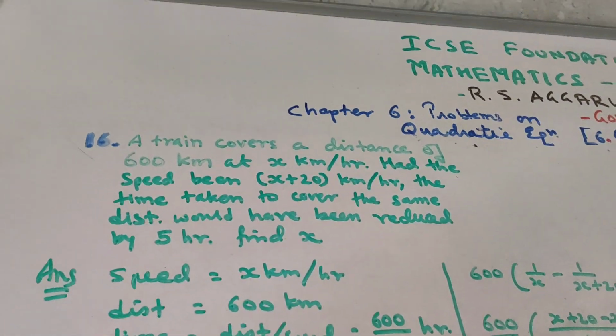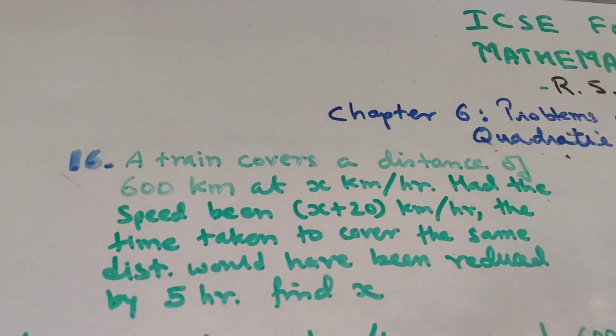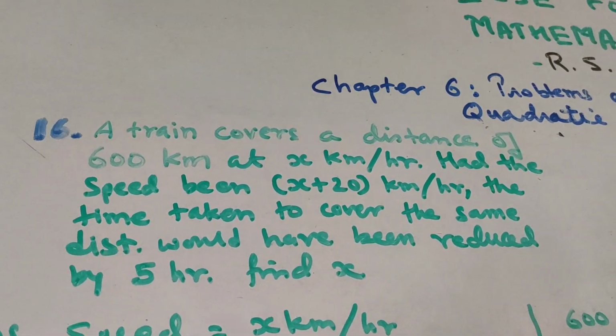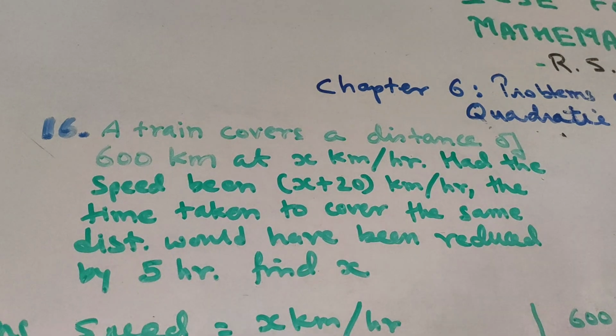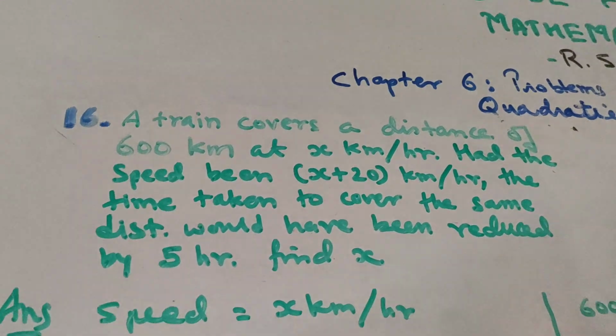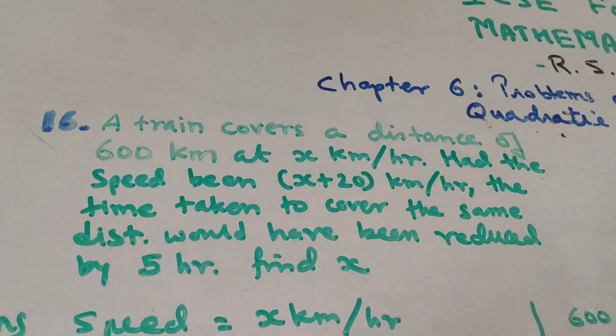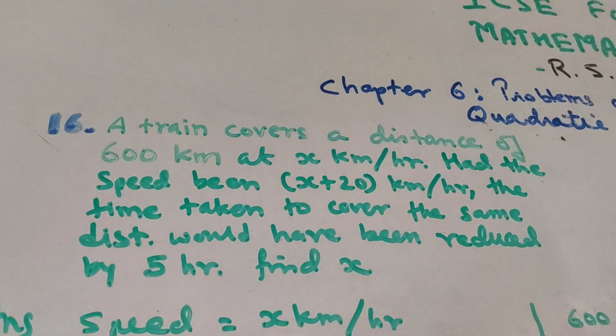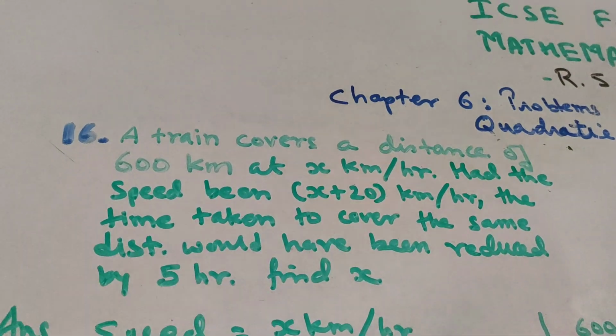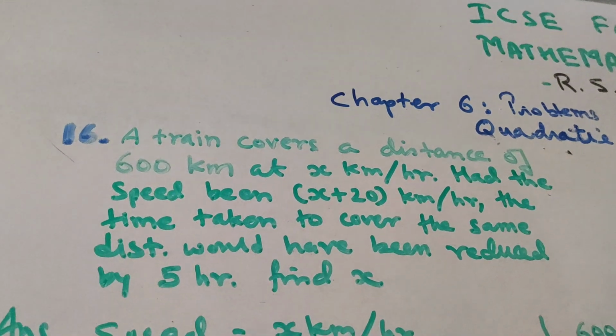We are with sum number 16. A train covers a distance of 600 km at x km per hour. Had the speed been x plus 20 km per hour, the time taken to cover the same distance would have been reduced by 5 hours. Find x and the equation.